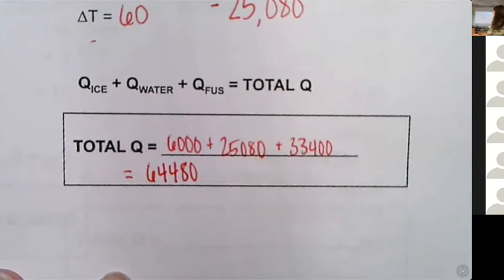All right, there's your answer right there. That's the total Q. We just added up all the different Qs that we calculated.